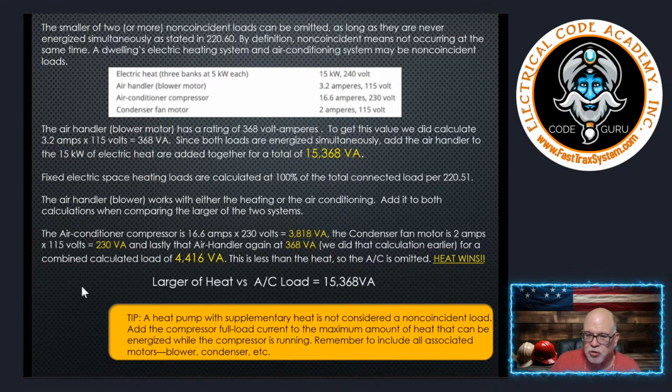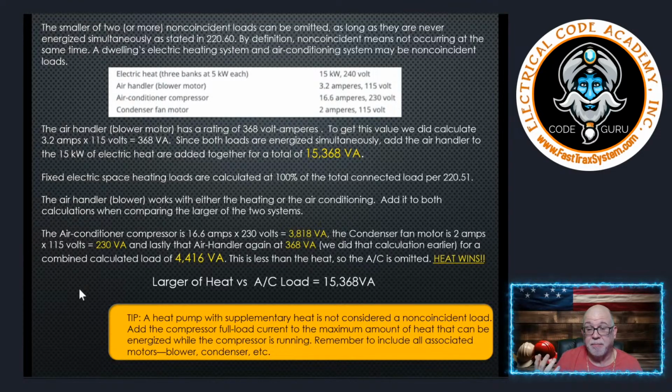Just take the values from the actual heat pump, and look for any supplemental heat package that may be associated with it, and make sure you add that into your calculation for the heat. Still going to compare it to the AC, right? But you need to remember that. But again, since it's non-coincident, it means you're going to have to take your AC. I shouldn't have said compare it. You're going to have to take your AC.